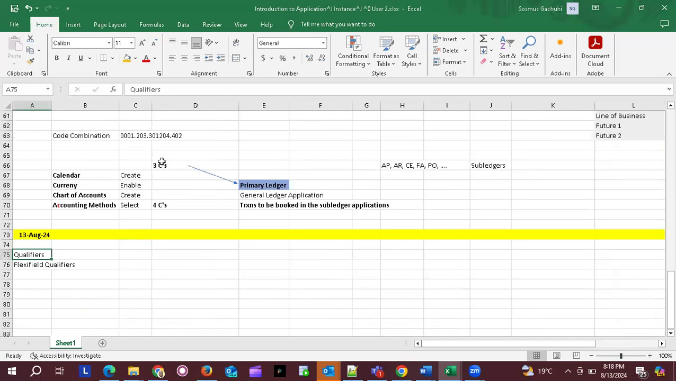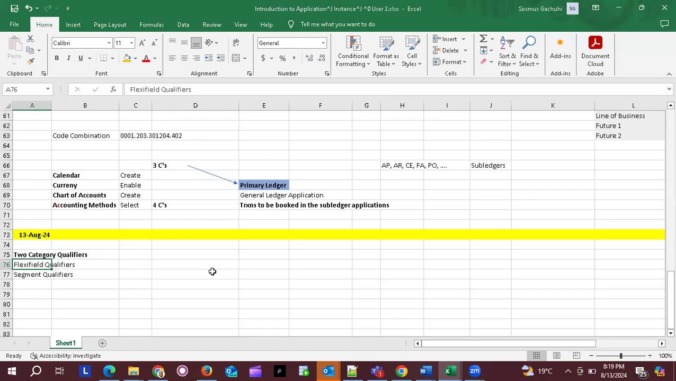So we have 2 types of qualifiers, or 2 categories of qualifiers, and one is Flexfield qualifiers, one is called segment qualifier. These qualifiers are different and they apply on different areas.